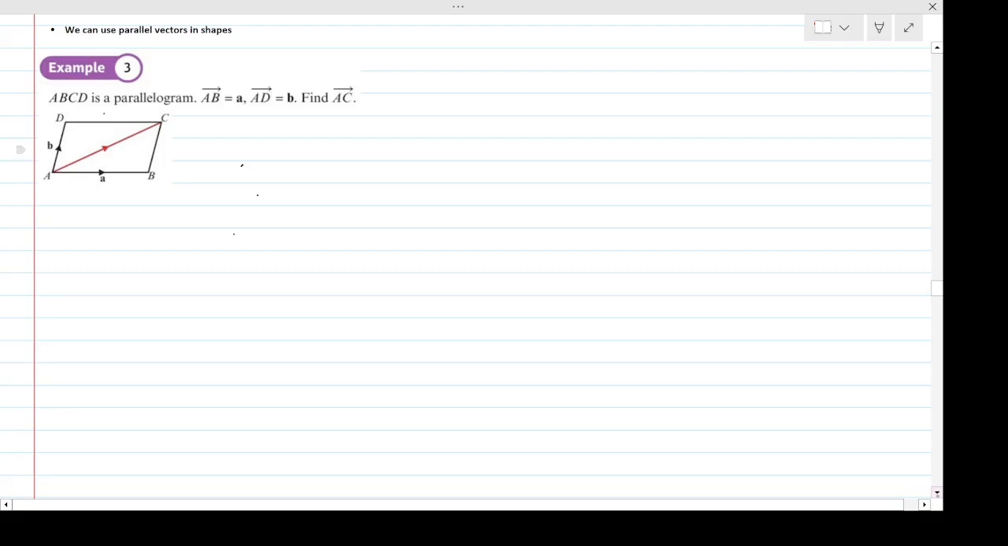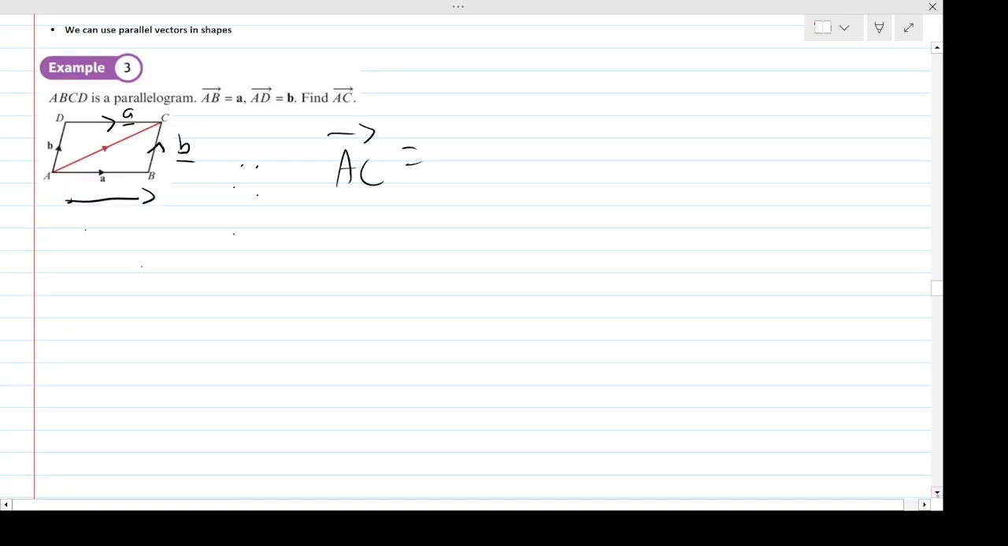So AB, this side up here then, is also going to be the same vector A, okay? And then this side here from B to C is going to be parallel or the same as B then, right? And there we are. Because we added these vectors on, we can now find a way of finding that diagonal AC. So to get from A to C, well, we can go to B, right?